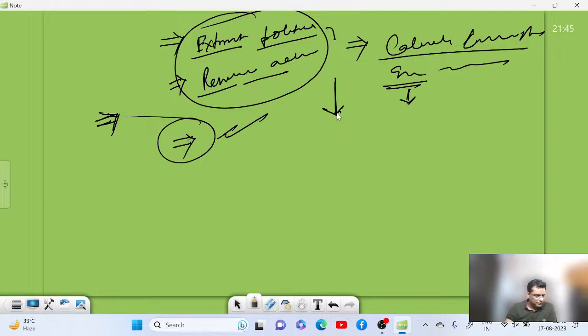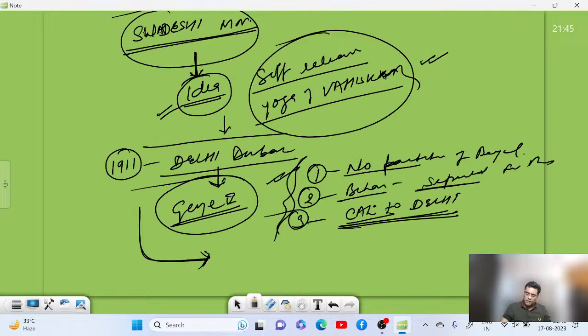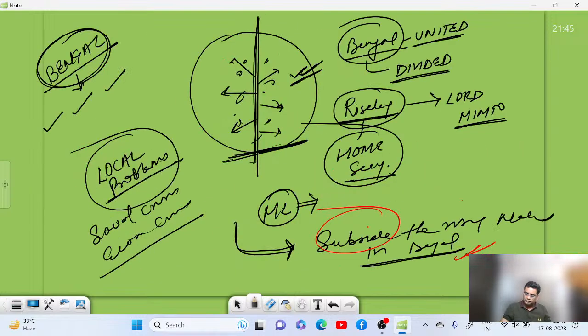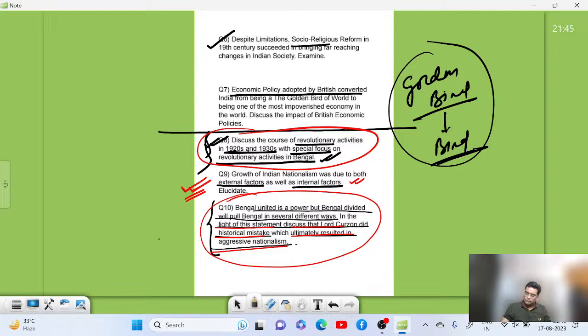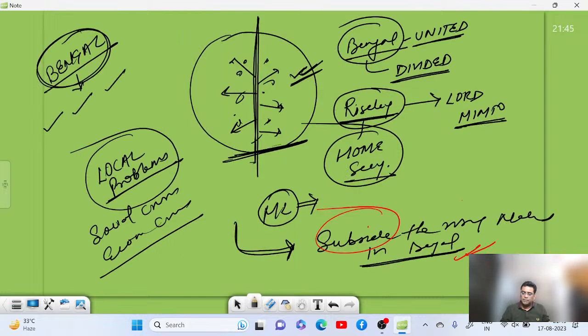Okay. So this is the third question in the series of today. First we talked about the revolutionaries, 1920s and 30s. Growth of Indian nationalism was due to both external and internal factors. Bengal united is a power, the partition of Bengal is always a very important episode.